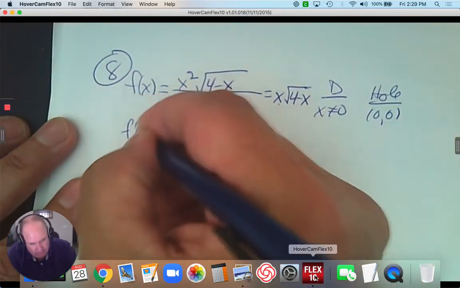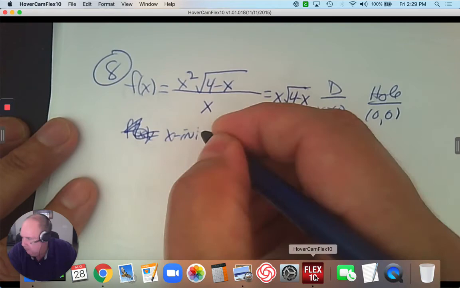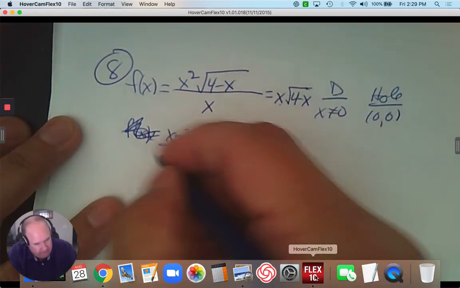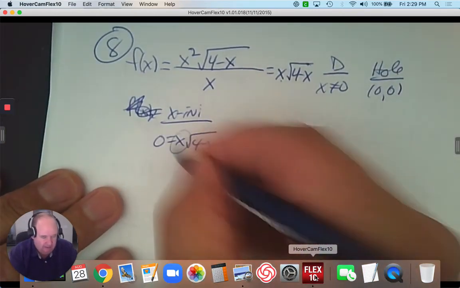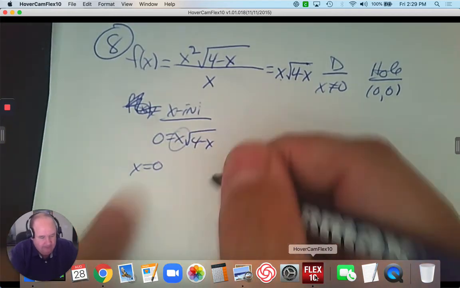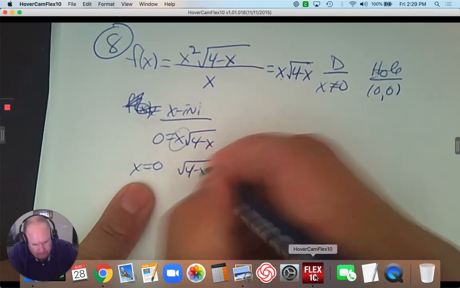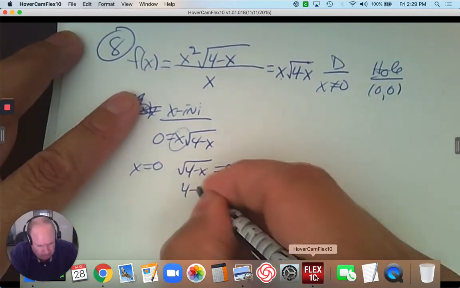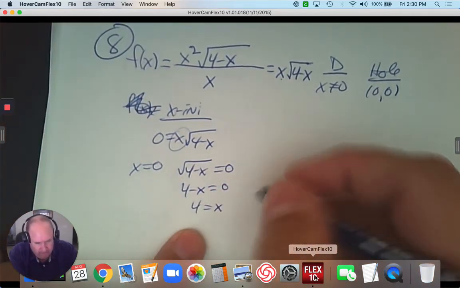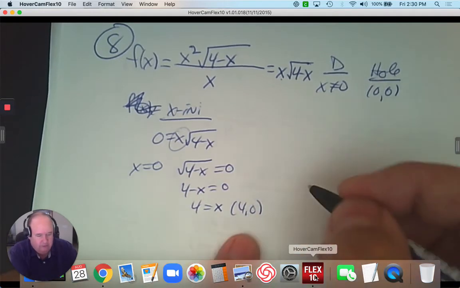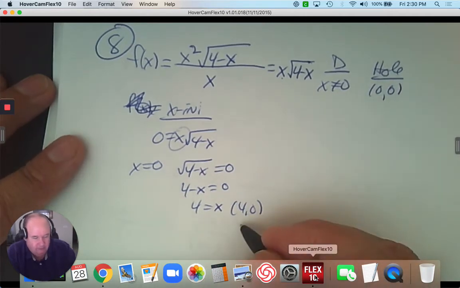Next, we're going to take the derivative. Well, let's find the x-intercepts first. If I make it equal to 0 and solve for x, take each factor. So x is 0, but that's not going to be an intercept because that 0 is a hole. And then the square root of 4 minus x, make that equal to 0. If you square both sides, 0 squared is 0. If you add x to the other side, you can see that at 4, 0 is another intercept. Now it happens that's also the end of the graph.